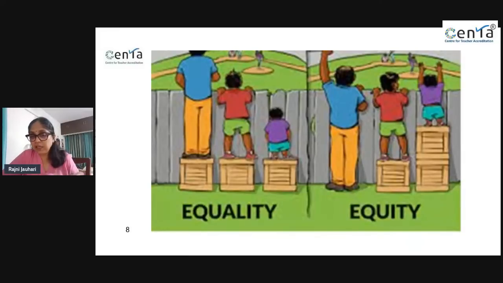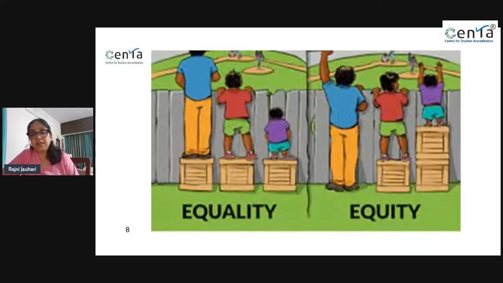So equality is giving everyone the same. You see the disadvantage over there? The tall boy didn't need a stool under him, but he still has a stool under him. And look at the tiniest boy, who wanted to see across the fence. Even after what was given to him, he could not see across the fence. He is seeing through a slit, and he has a very limited vision over there.